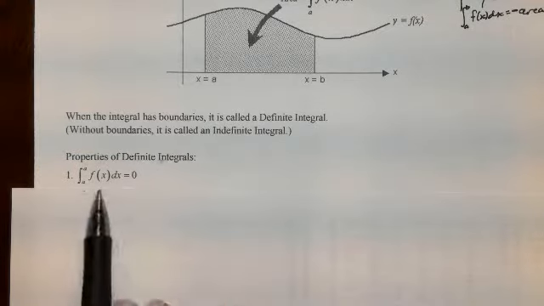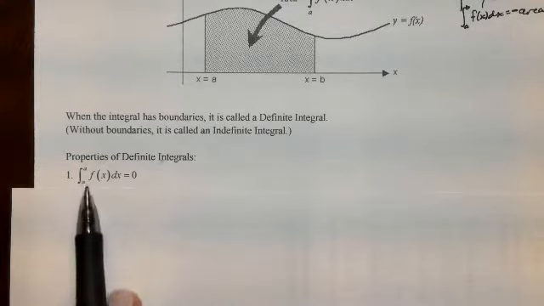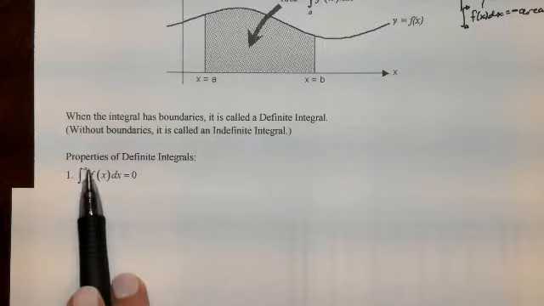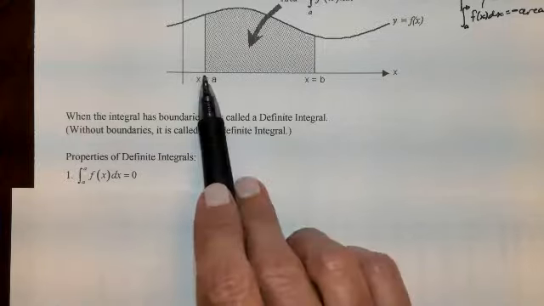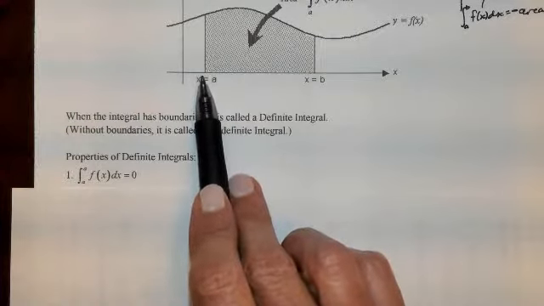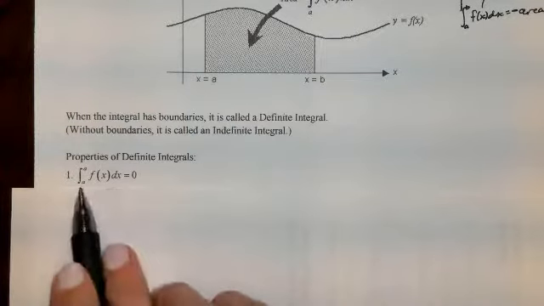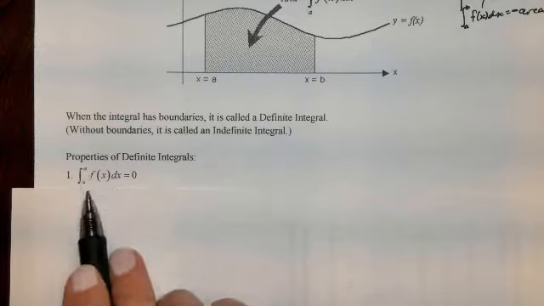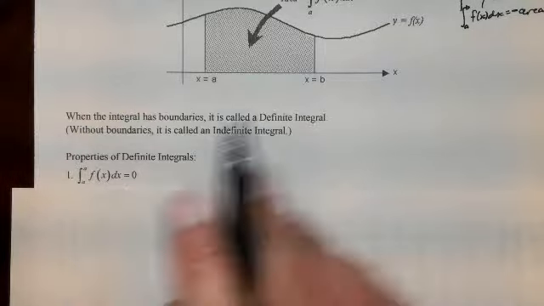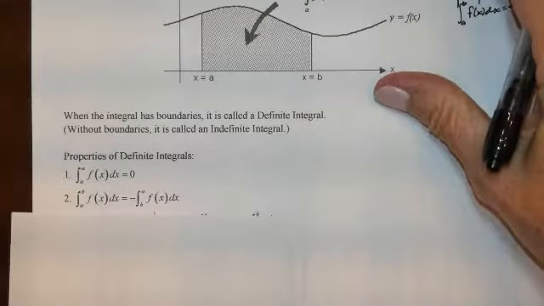The first property is, what would happen if our integral was going from a number to itself? Well, if we're going from a to a, how much area is there? None. There's no area. So the integral from a number to itself of any function is 0. First property. Okay, next property.